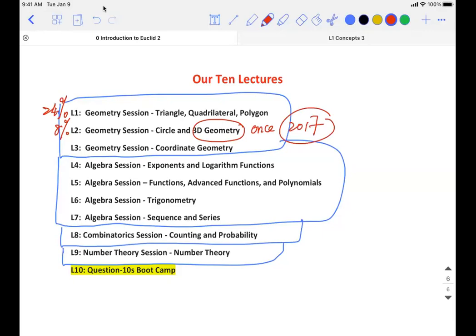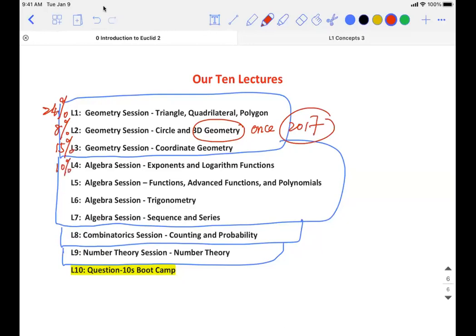Well, the rest of the other 19 years, they never tested. So you can do the math, you can figure out which one is more important. For lecture number 3, we're going to talk about coordinate geometry. That's roughly 15%. Okay, and then we go to the algebra section. The algebra section, the exponents and the logarithm, that's actually 10%.